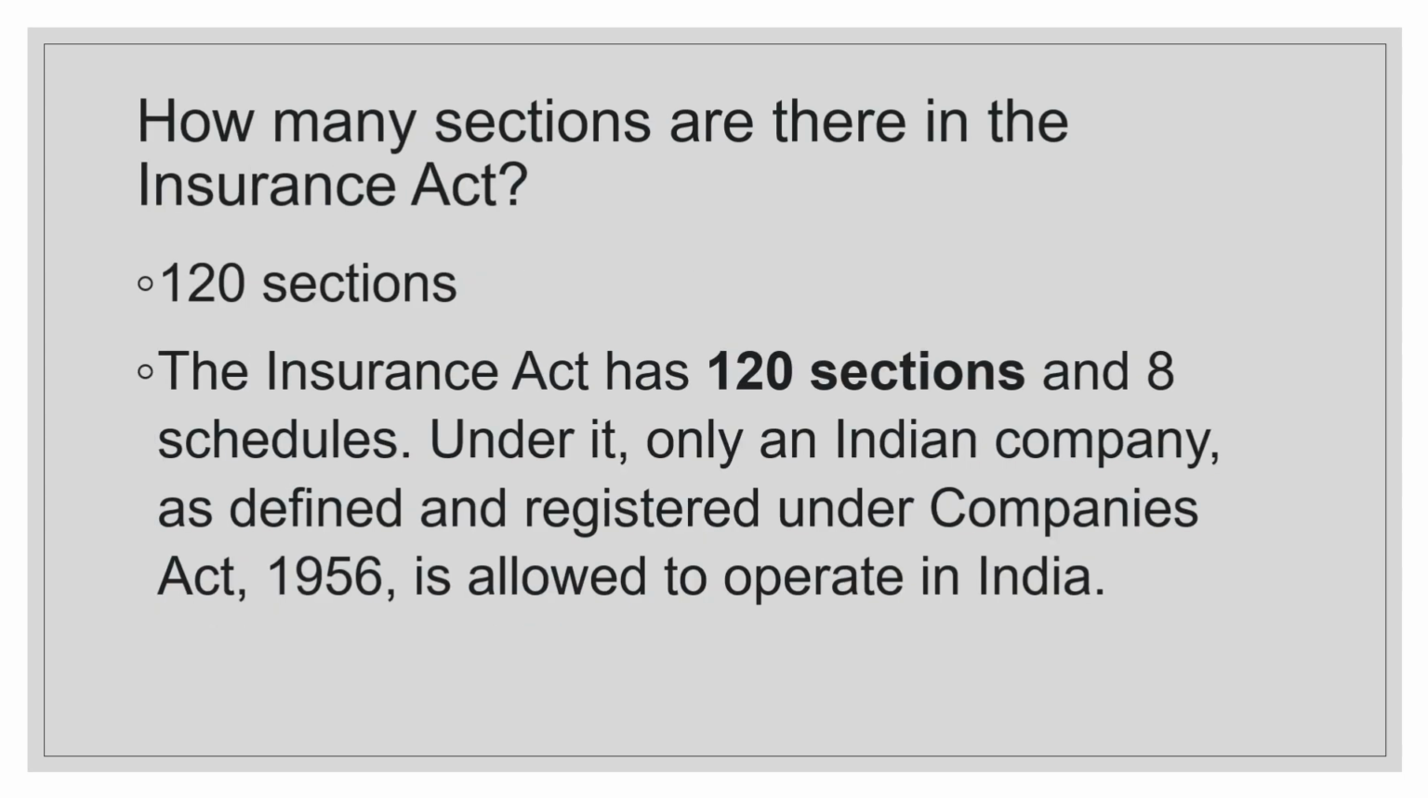How many sections are there in the Insurance Act? There are 120 sections. The Insurance Act has 120 sections and 8 schedules. Under it, only an Indian company as defined and registered under Companies Act 1956 is allowed to operate in India.